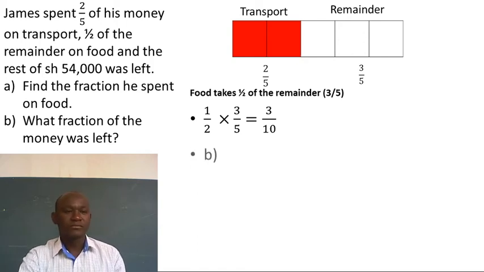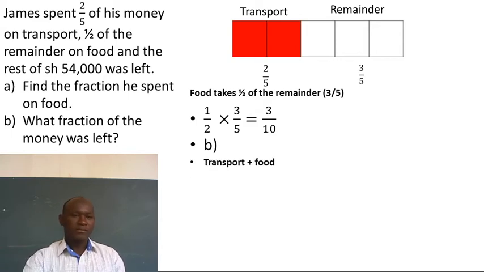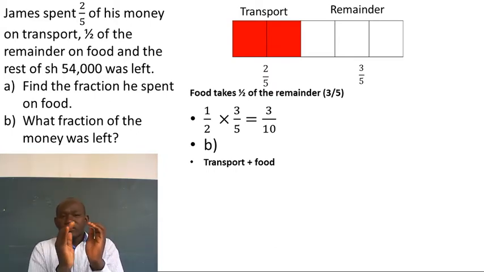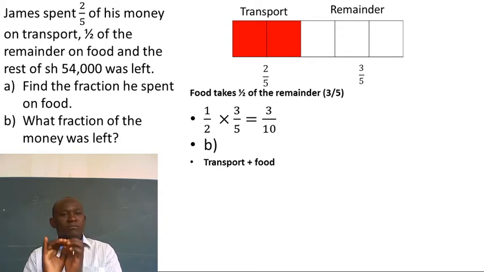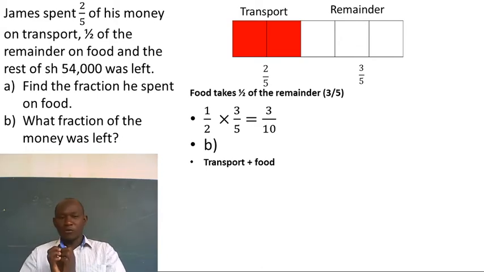Now part B: what fraction of the money was left? Even after spending, there's another fraction that remained. The best way to handle that is to get the fraction spent on transport and add it to the fraction spent on food. The total fraction spent will clearly show what fraction will be left at the end.